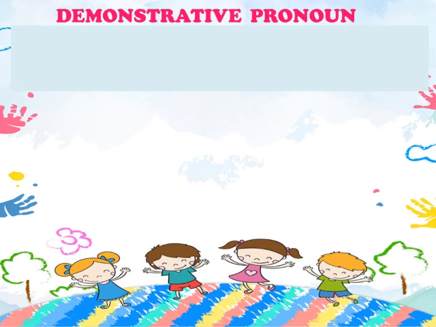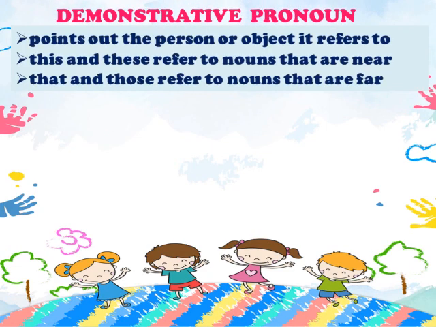Our next kind is demonstrative pronoun. A demonstrative pronoun points out the person or object it refers to. This and these refer to nouns that are near. That and those refer to nouns that are far. For better clarity, it can further be bifurcated into two parts, that is singular and plural. For example, this, that, these and those.